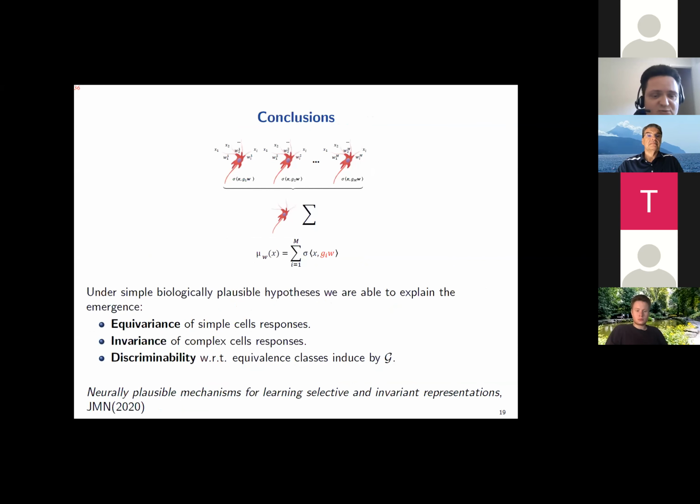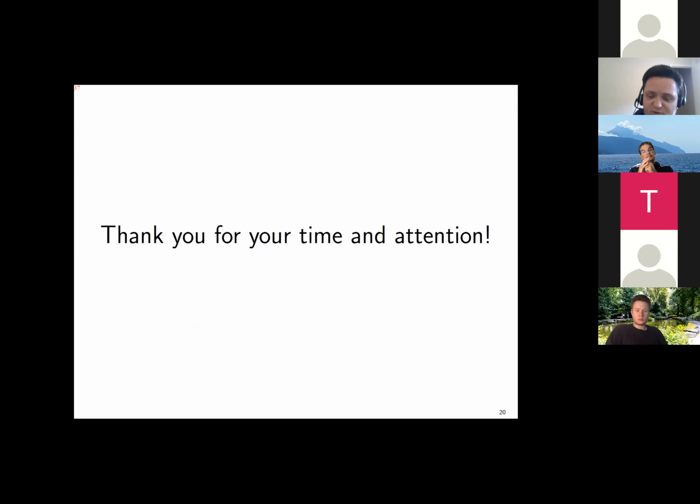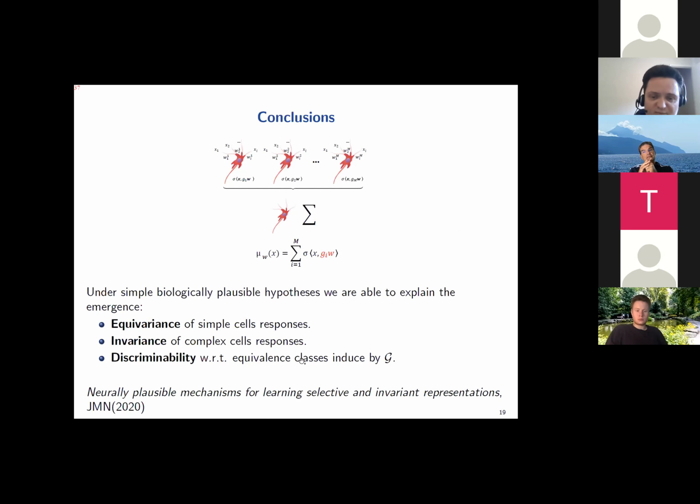Okay, so just to jump to conclusions here, I've shown you that under a very simple biological hypothesis and constraints, we were able to explain the emergence of equivariance in simple cell responses, invariance for complex cell responses, and discriminability with respect to the transformations. If you're interested in reading more about this, we recently published a paper in the Journal of Mathematical Neuroscience.